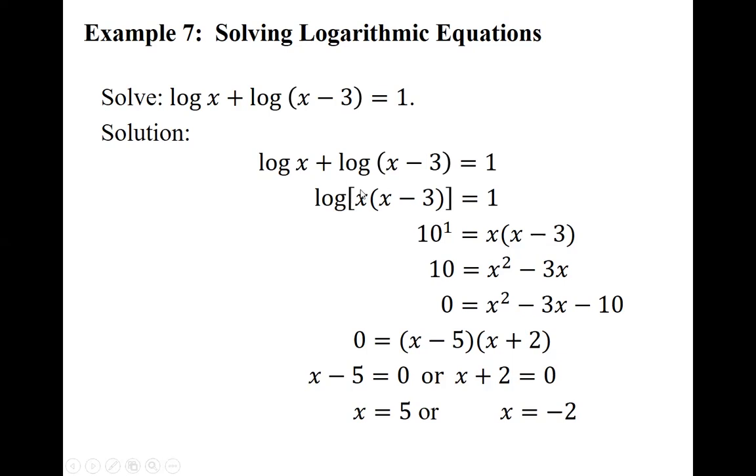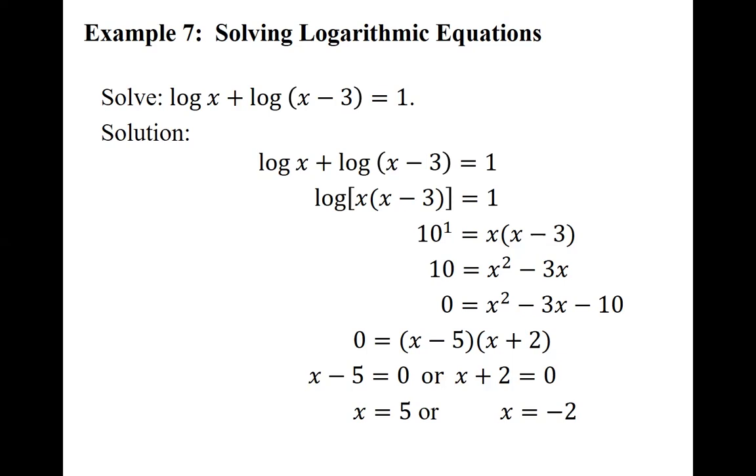Raise both as powers of 10. 10 to the log x times x minus 3. 10 to the first. That gives us 10 to the first equals, when the 10 and the log cancel, x times x minus 3. Or think, a logarithm is an exponent. The base is 10. The exponent, the log, is 1. So 10 to the first on one side, what's left is x times x minus 3 for the other. No matter how you get there, 10 to the first is 10.